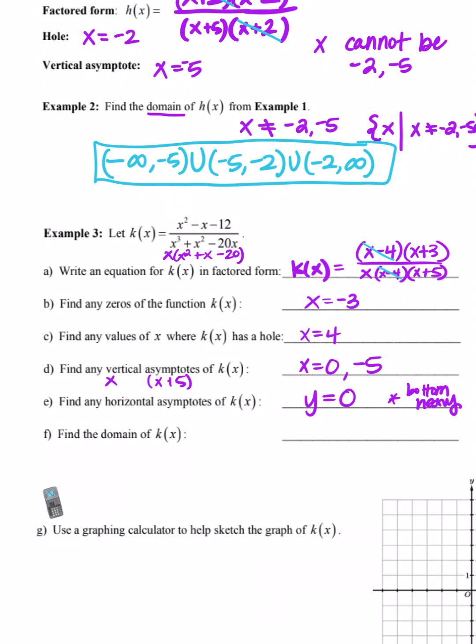Okay, so the domain, what can x be? Well, we know x cannot be equal to the location of the holes or the vertical asymptotes. So I'm just going to underline them in orange, the 4, the 0, and the -5. It can be anything outside of those values. So -infinity to -5, and -5 to 0, and 0 to 4, and 4 to infinity.